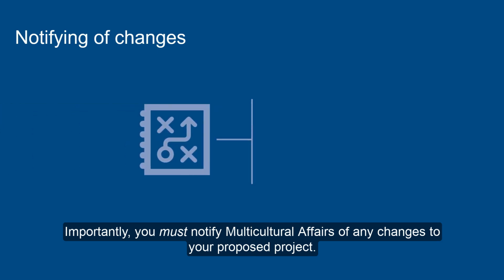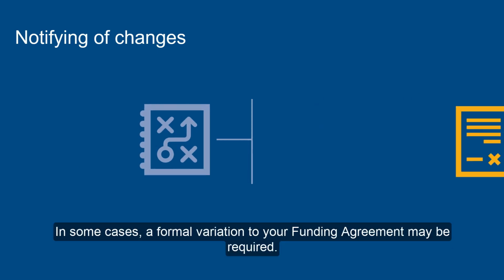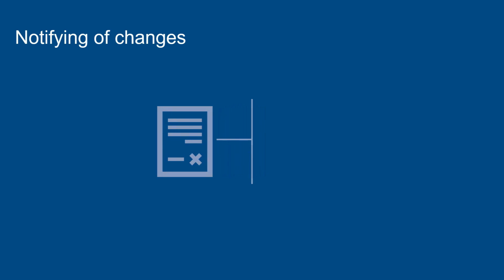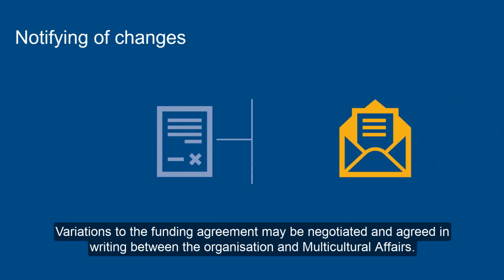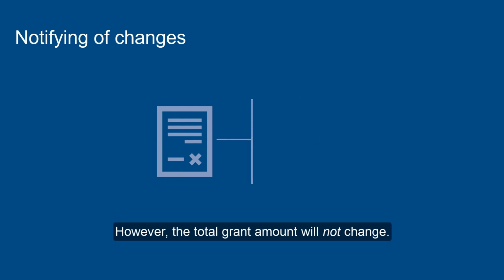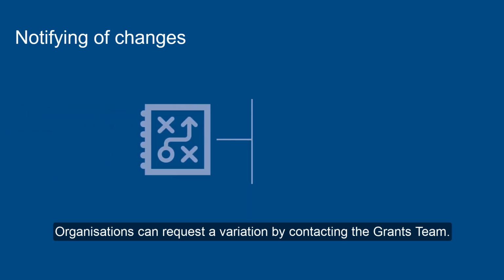Importantly, you must notify Multicultural Affairs of any changes to your proposed project. In some cases, a formal variation to your funding agreement may be required. Variations to the funding agreement may be negotiated and agreed in writing between the organization and Multicultural Affairs. However, the total grant amount will not change. Organizations can request a variation by contacting the grants team.